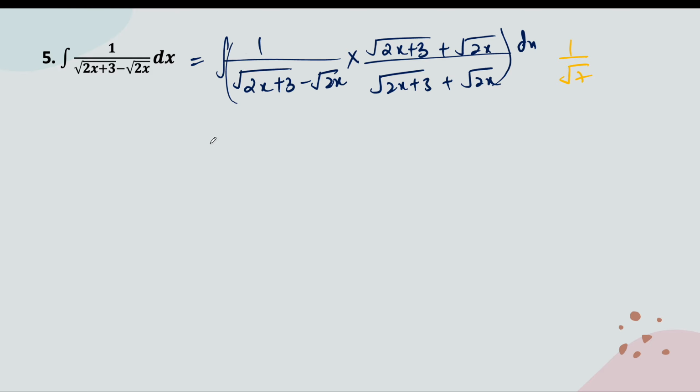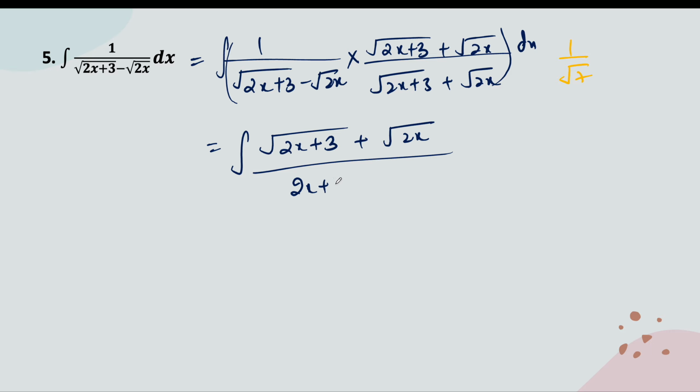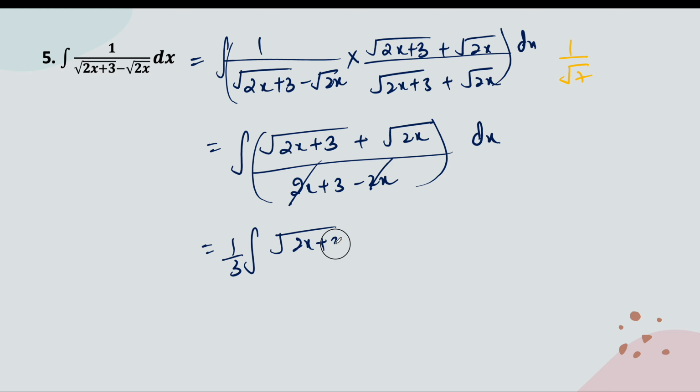So now just multiply. Numerator with numerator, so that is going to be your square root of 2x plus 3 plus square root of 2x whole upon, so that would be a minus b into a plus b, so a square minus b square, so that is 2x plus 3 minus 2x dx. Now 2x and 2x cancel out, so what we are left with is 1 upon 3, that is this 3 I have just taken it outside because this is constant, and this would be root of 2x plus 3 plus root of 2x dx.